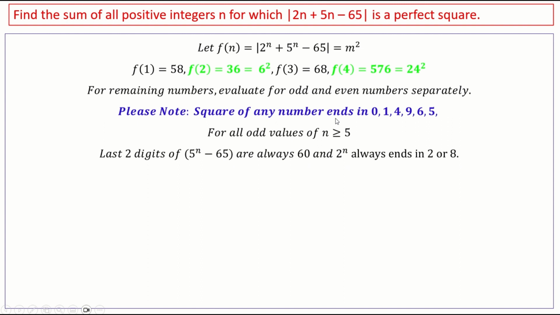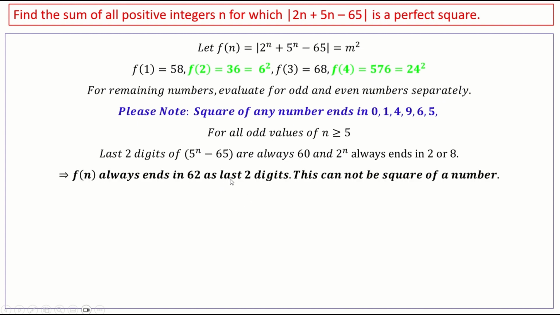Correct? And I mentioned above already, the square of any number ends in only certain digits. 2 and 8 are not part of these, which means this equation is not satisfied for any odd numbers. So you can ignore all the odd numbers.